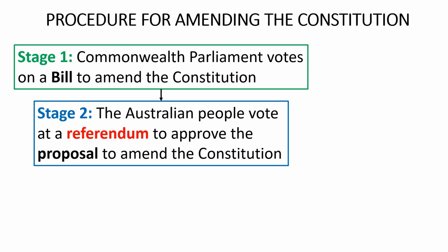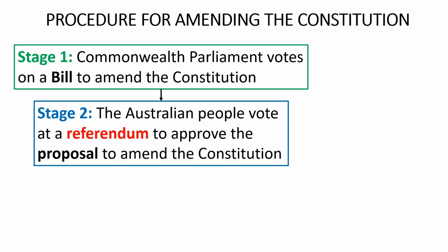The Australian people don't vote on the actual bill because, as I've said, the bill itself might be quite complex and most people couldn't be expected to understand the detail of the bill. Instead, the Australian people vote on a proposal, which is a summary of the effect of the bill.